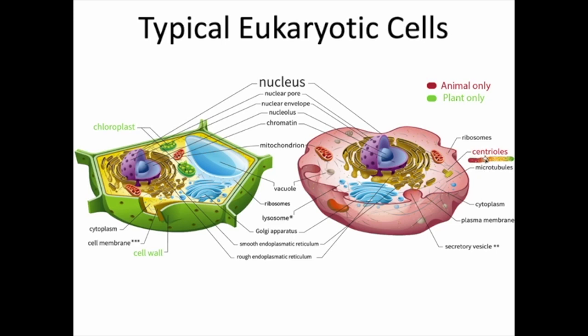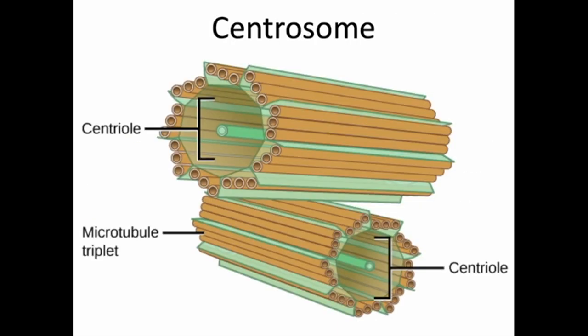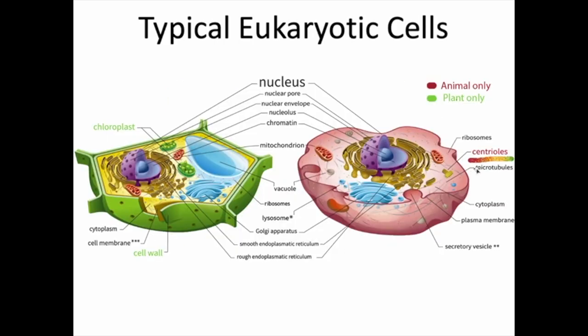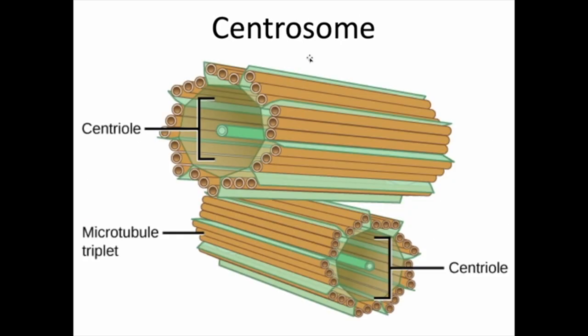However, it is labeled in red. This is our first animal-only structure. Chloroplasts were plant-only. The central vacuole was plant-only, but the centrioles or centrosome are animal-only. If we zoom in on what this structure looks like, we can see, yeah, there's one centriole, there's a second centriole. That's why this is sometimes called centrioles, but the term centrosome refers to both of these together.